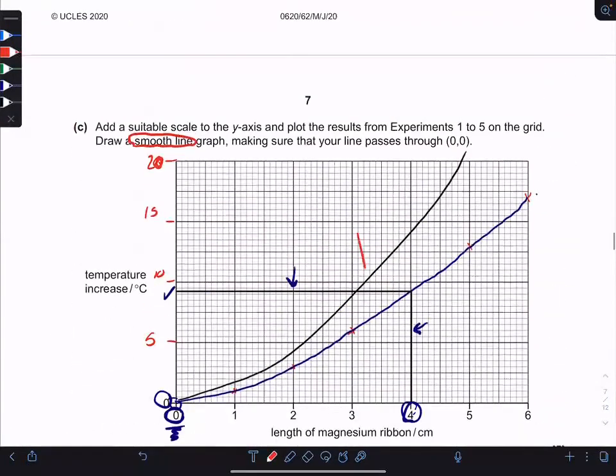This is the shape of the graph you should sketch. Starting at the origin, it's steeper than the original graph because you need to show a higher temperature rise inside the polystyrene cup.